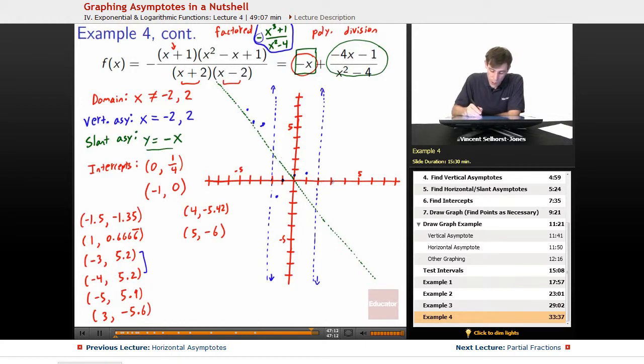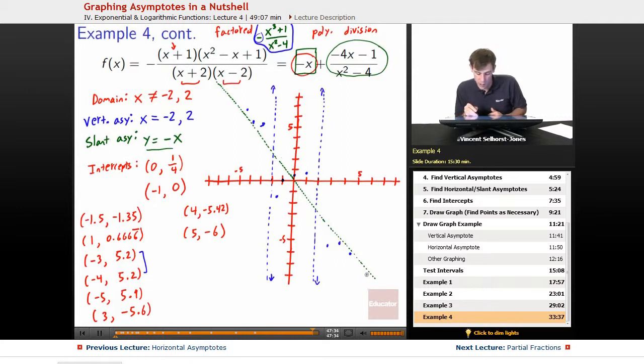3, we plug in 3, we're at -5.6, so a little below. Here we are. At 4, we're at -5.42. Once again, there's that interesting thing where it will curve back up. Turns out that the minimum is somewhere between those two. At +5, we're at -6.